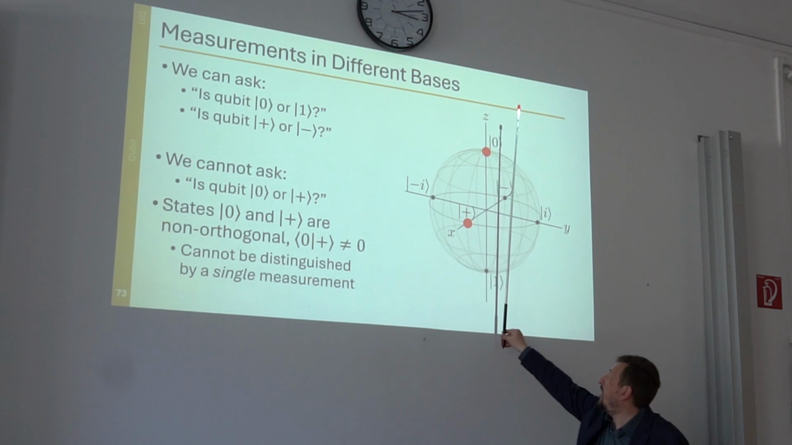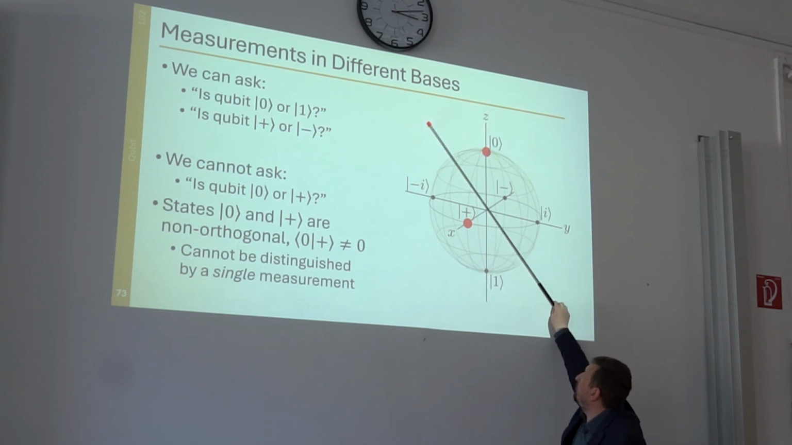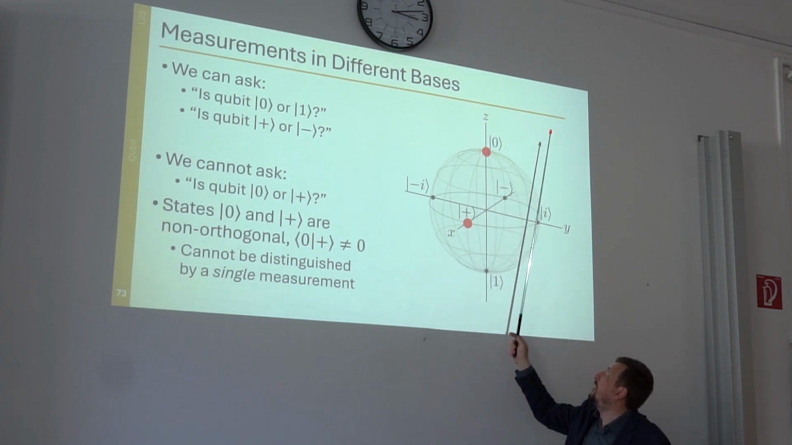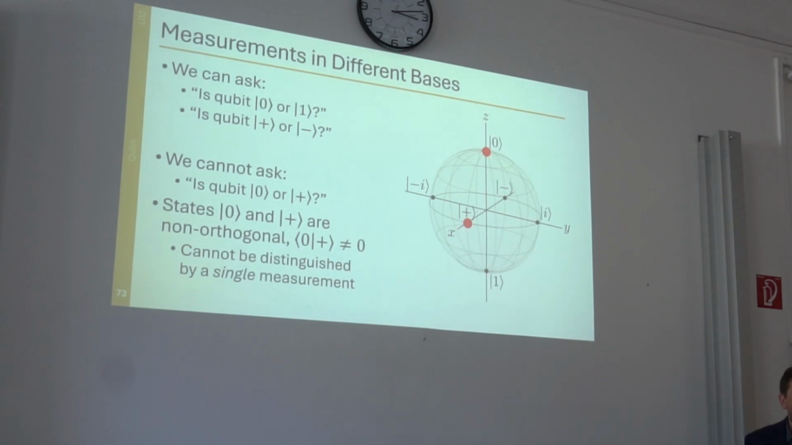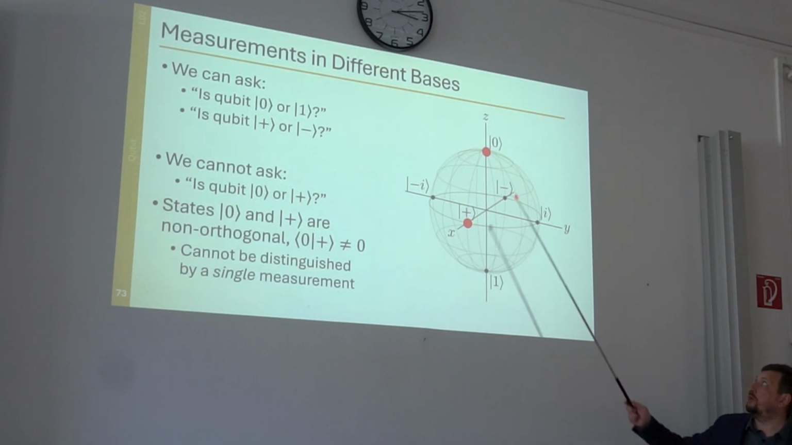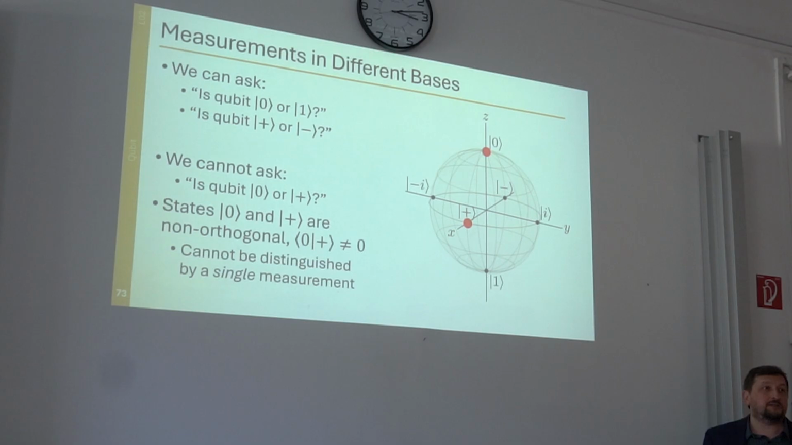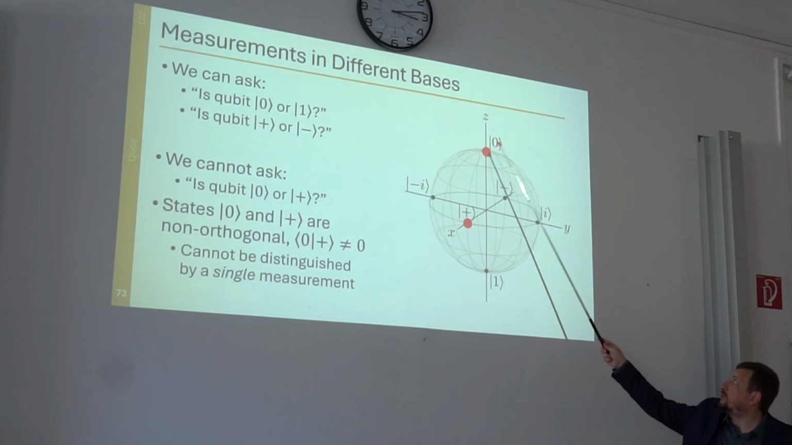So we choose an axis, and then we can perform a measurement on any axis. But these two points are not on the same axis. What that means is that these two states are not orthogonal to each other. The scalar product of 0 and plus is not 0. It's 1 over square root of 2. So these states are not orthogonal, and that means that we cannot design a measurement that will tell whether the qubit is here or here.